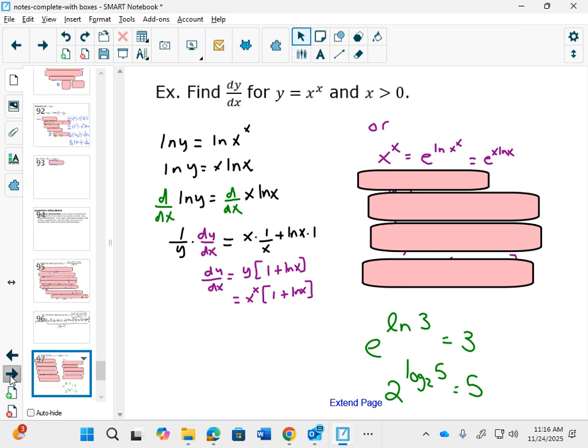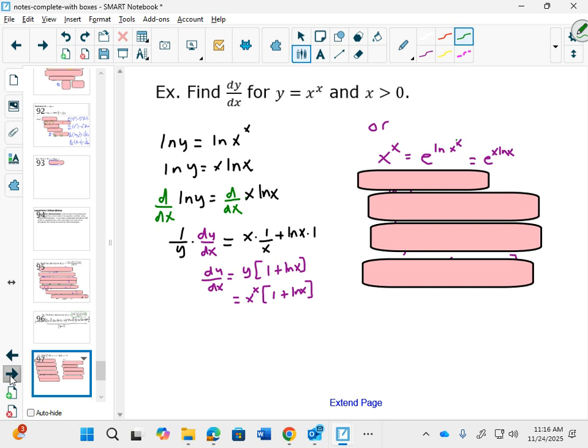So I could write x to the x as e to the natural log of x to the x, because these would cancel out, that still would be x to the x. But then I can use a log law up there to write this as e to the x natural log of x.